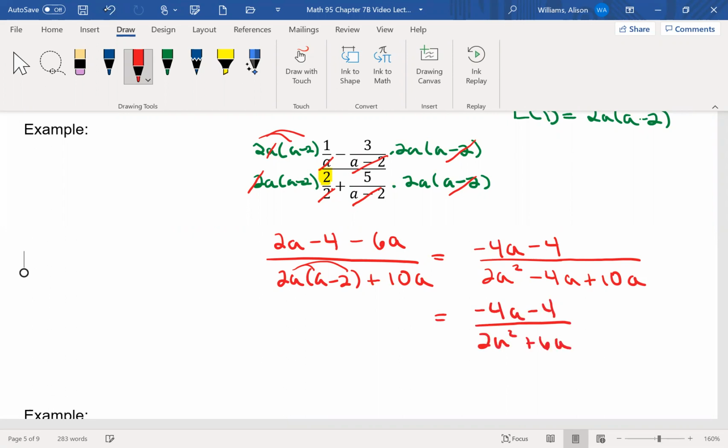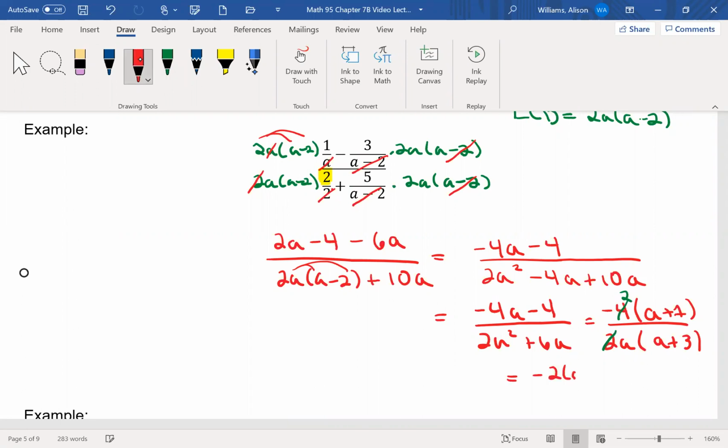Okay, so we can factor this. We can factor out a negative 4, which would leave me with a plus 1, since that's the GCF. In the bottom, we have a GCF of 2a, and that would leave me with a plus 3. So I can simplify. The one thing I can simplify is the 2 and the 4. So 2 goes into this 4 2 times. So that would be my final answer.